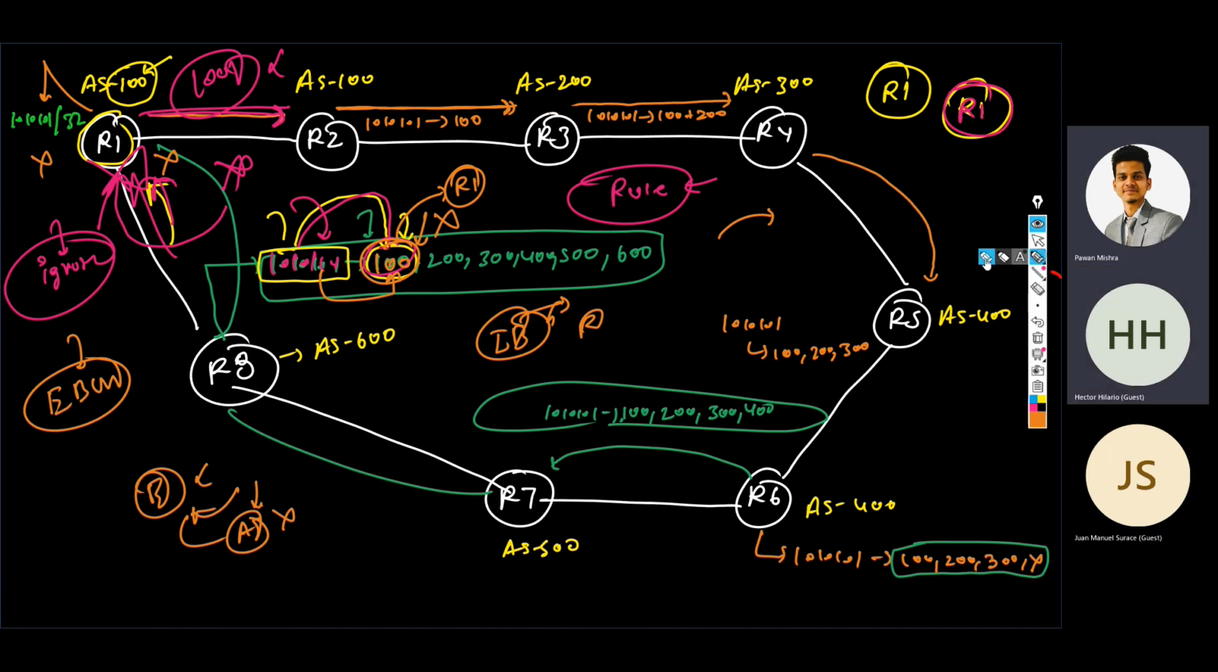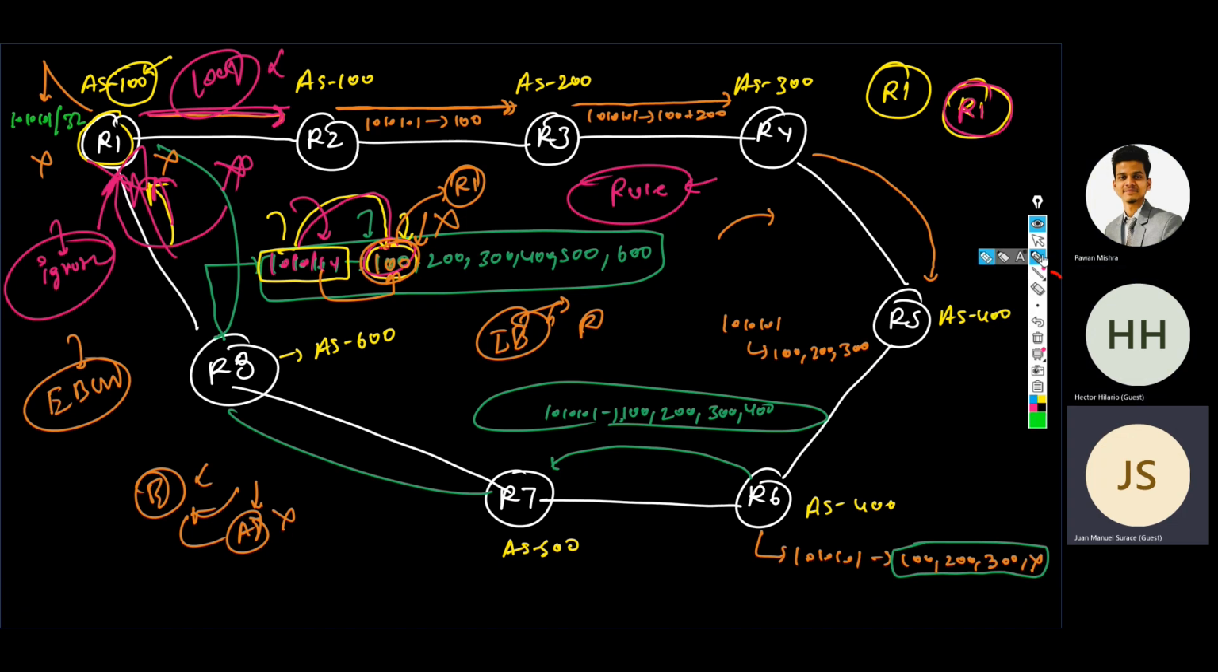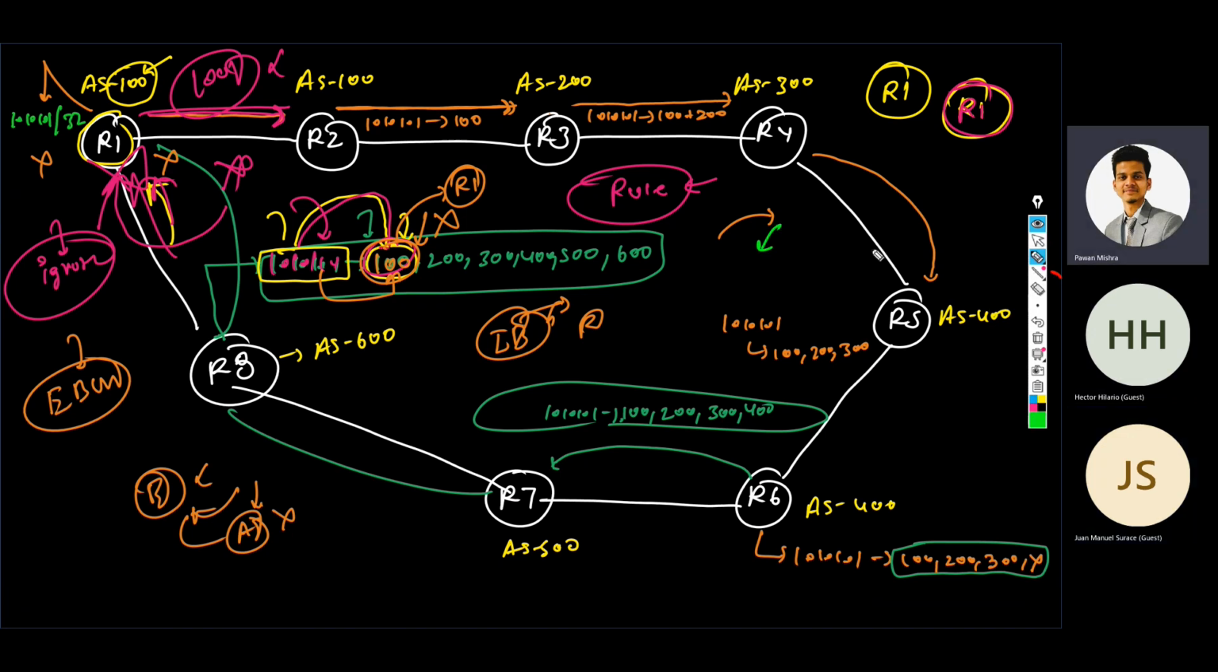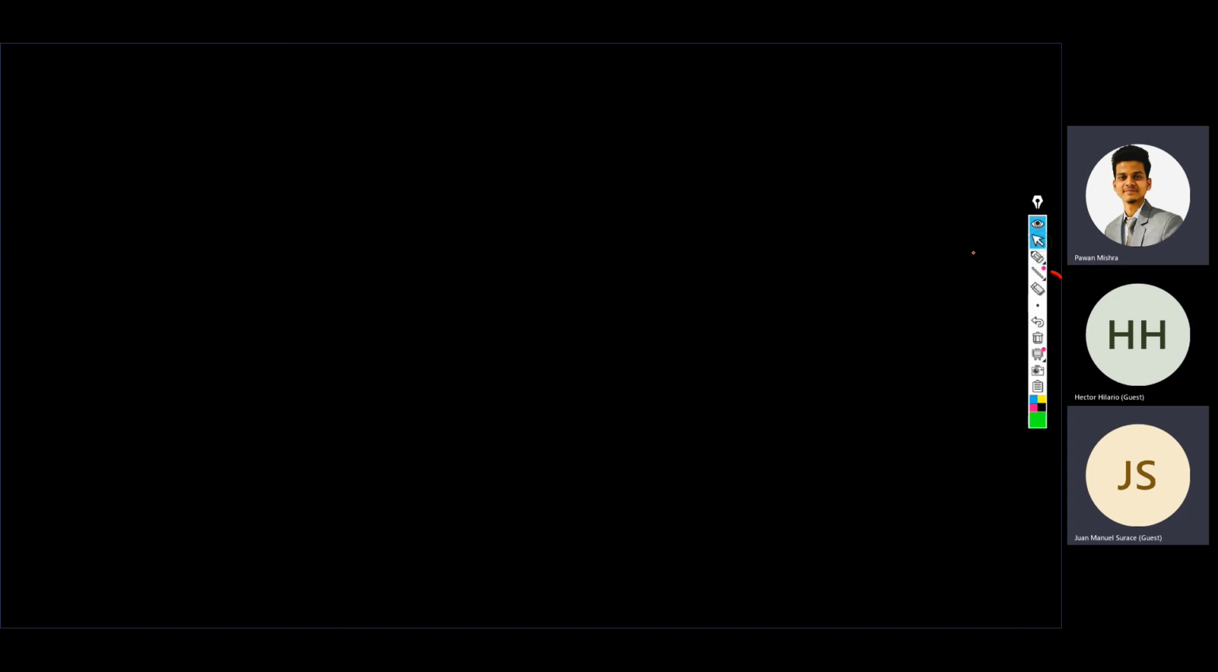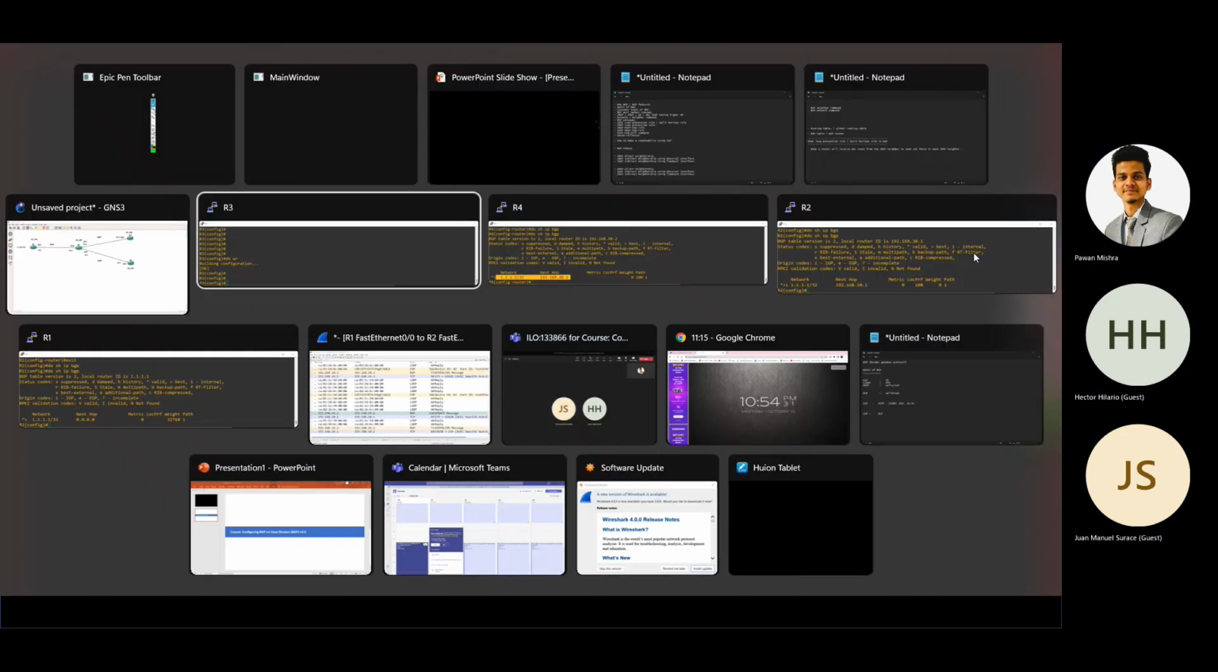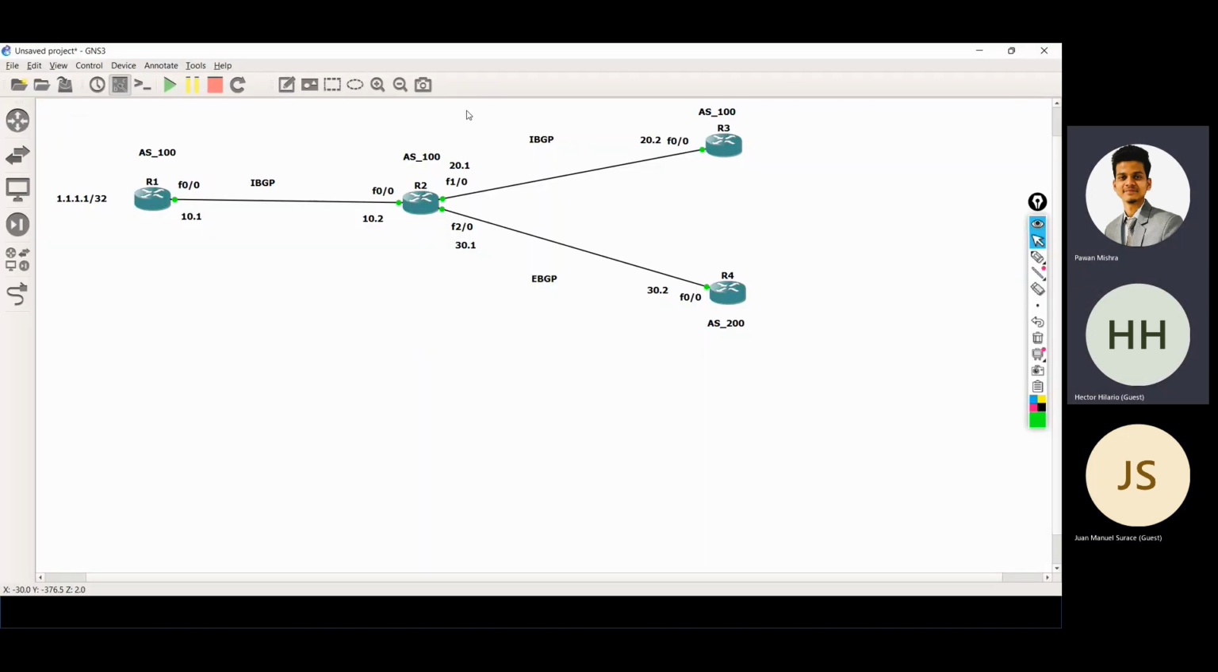Everything is good so far. The good thing is that this is automatic, unlike spanning tree, where you have to do something manually. Wait, I'll show you. Don't worry. So how can I prove this thing?